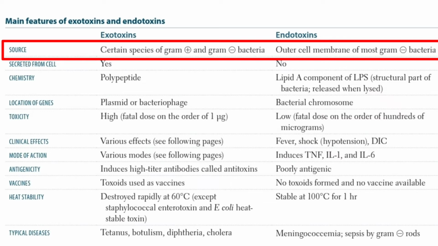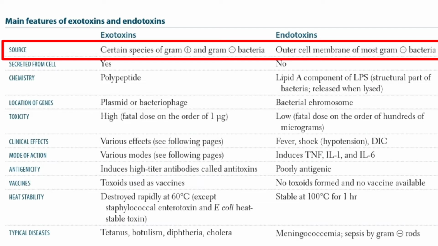Now let us discuss the sources of the exotoxin and the endotoxin. The source of the exotoxin is certain species of gram-positive and gram-negative bacteria, but in the case of the endotoxin, the outer cell membrane of most gram-negative bacteria secretes the endotoxin. So that means gram-positive and gram-negative bacteria both can secrete the exotoxin, and gram-negative bacteria will secrete endotoxins.